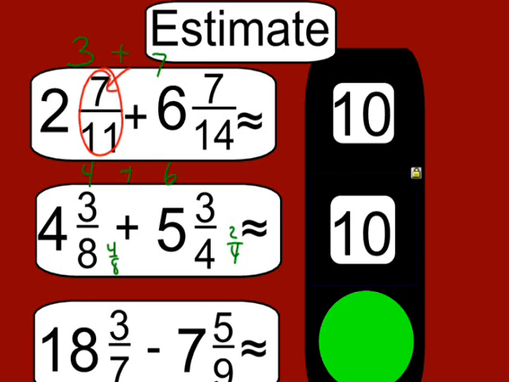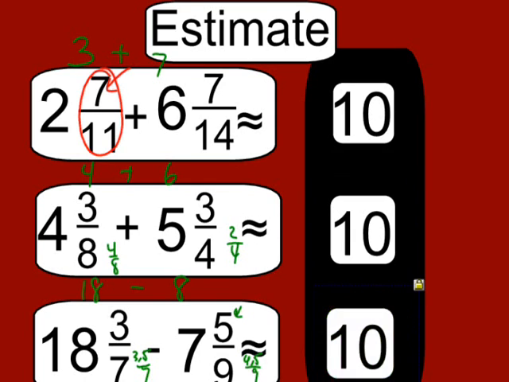In our last example, if we were estimating the difference, 3/7 is less than 1/2. How do I know? Well, if you double 3, it's less than the denominator. 3.5 sevenths would be 1/2, so this is less than 1/2, so that would remain at 18. 5/9 is more than 1/2. If you double 5, you get 10. That's larger than the denominator. 4.5 ninths would be 1/2, so this is greater than 1/2. We're going to round that up to 8, and 18 minus 8 is 10.